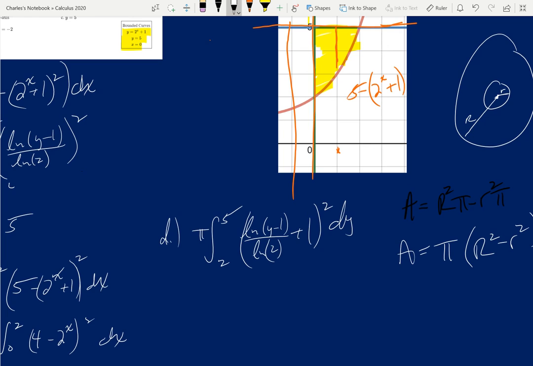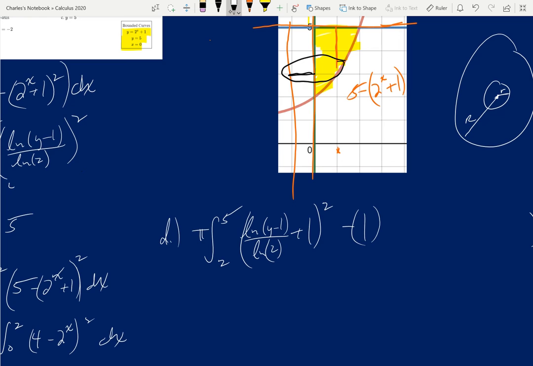Okay, and so I'm plussing 1 to compensate for the fact that the big circle is 1 off from the x-axis. However, the way I just set this up was as if it were discs, but this is in fact washers. So what I would need to do in this one is subtract 1, because there's an inside radius of 1, dy.